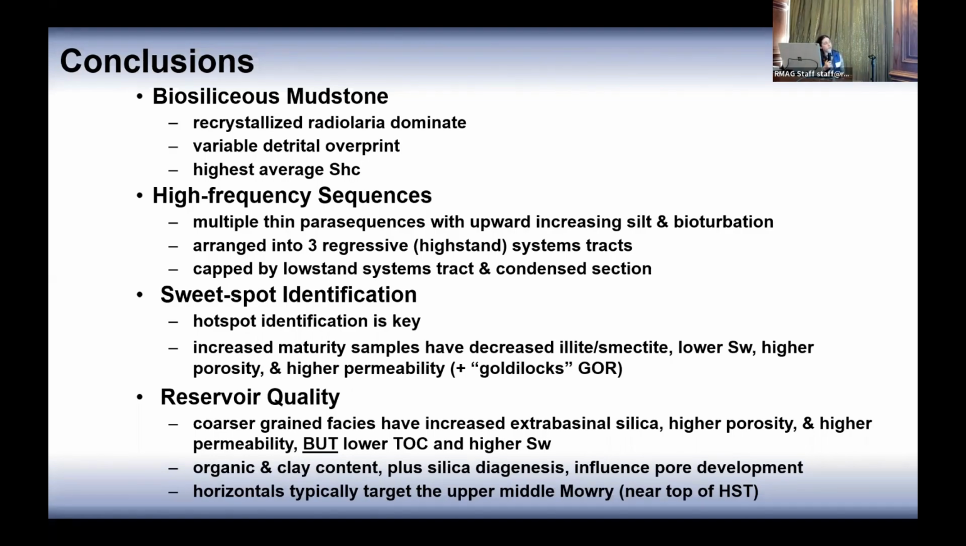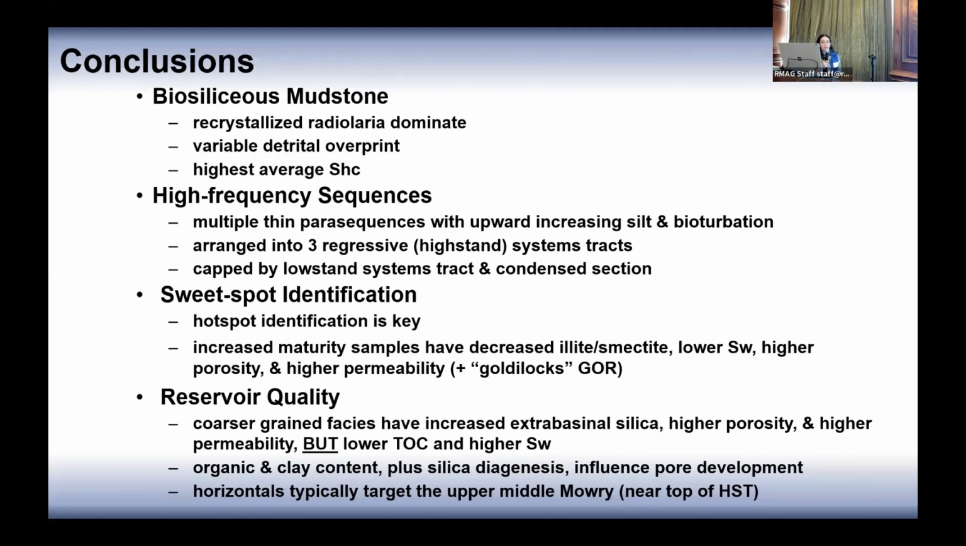We talked a little bit about the sequence stratigraphy of the Mowry and this new high frequency approach where we've subdivided the Mowry into a lower, middle, and upper zone consisting of multiple thin parasequences where we see an upward increase in silt and bioturbation. And those can be arranged into these 3 regressive highstand systems tracts. That's that lower, middle, and upper. And perhaps, we didn't really mention this too much, but maybe there's a lowstand sitting up there at the top.